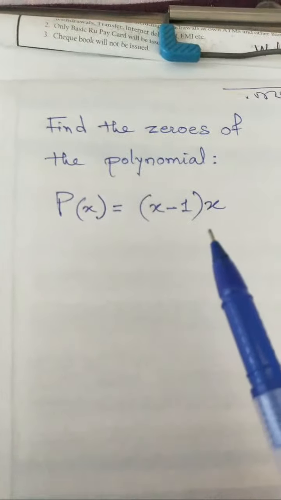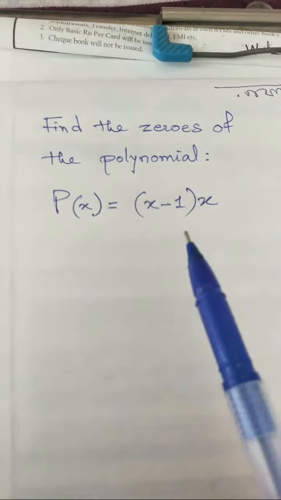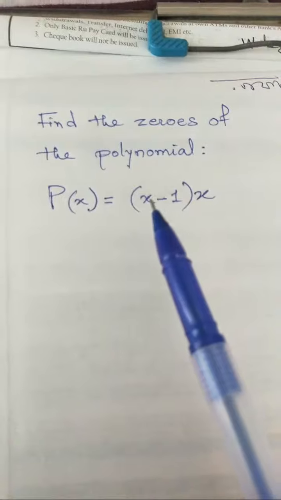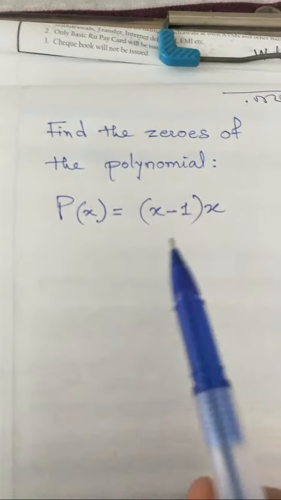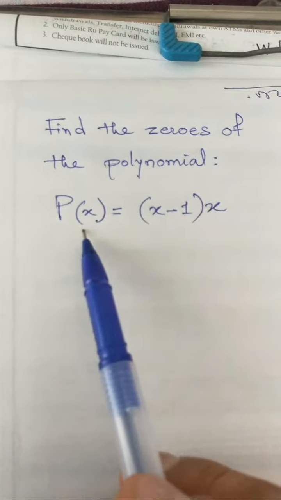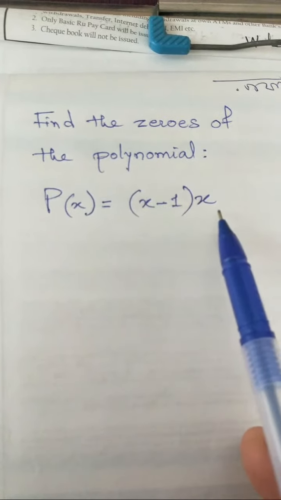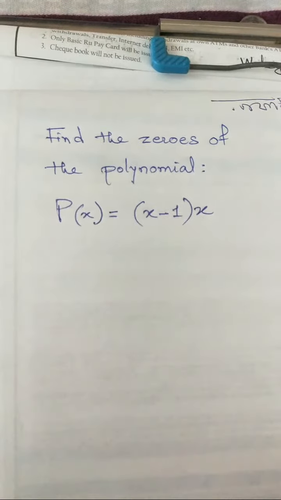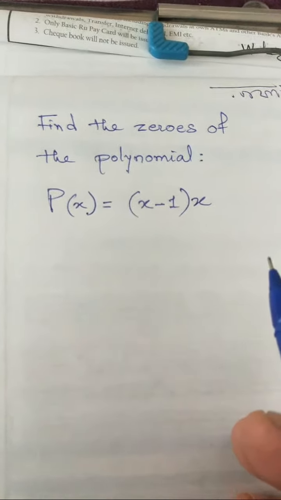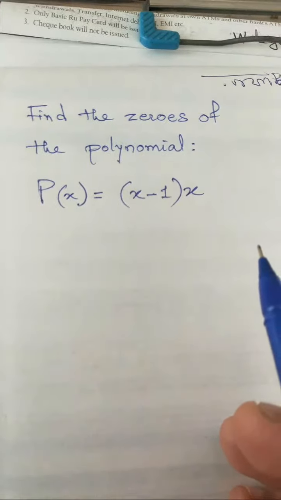Simple basic fundamental rule of algebra: we have a polynomial here, p(x) = (x - 1) x, and we have to find the zeros of this polynomial. Now, what are the zeros of the polynomial?